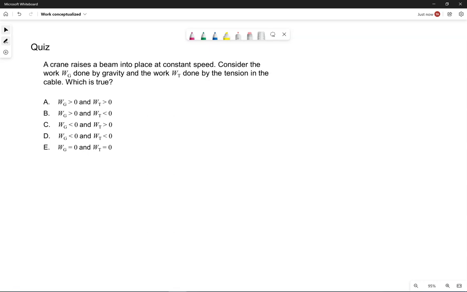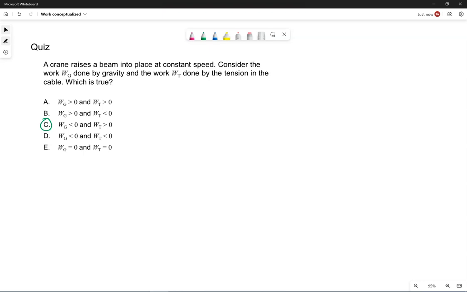Go ahead and read. Pause if you need to. Make sure you answer prior to watching the correct answer. Okay, the correct answer here is C.